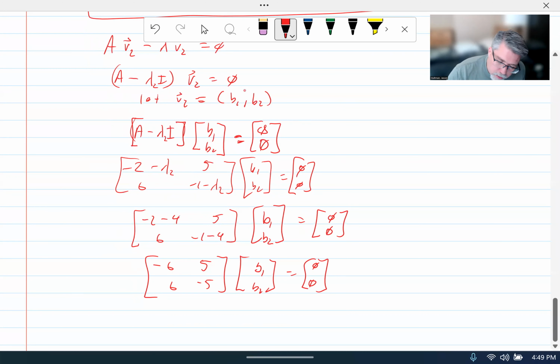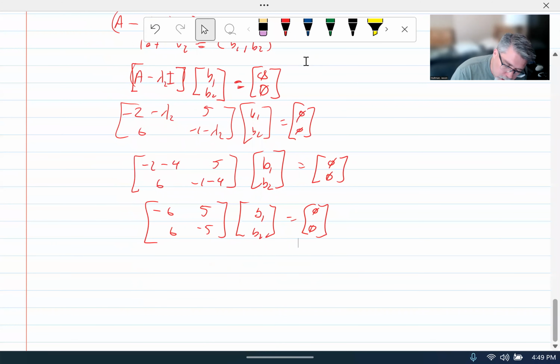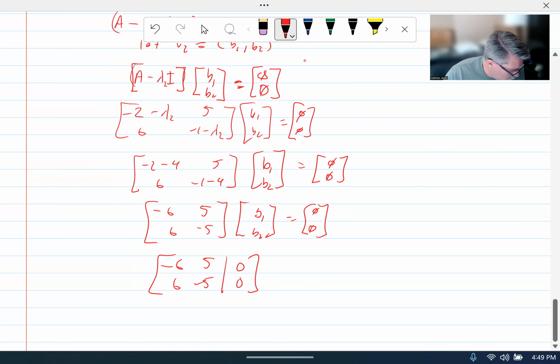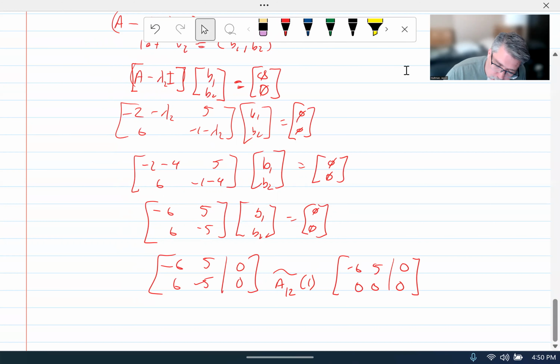And so I can do an augmented matrix again. Negative 6, 5, 6, negative 5, and then augment that. If we just add the two rows together, we can cancel out the second row here. So I would go R1, R2 to R1, and I would end up with negative 6, 5, 0, 0, 0, 0. My augmented matrix.